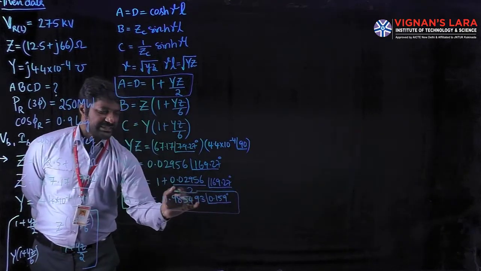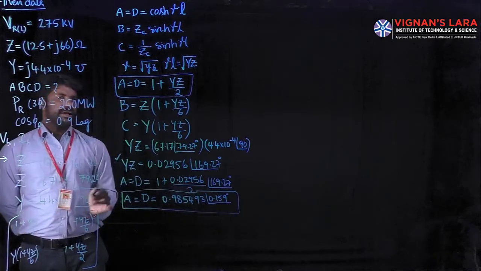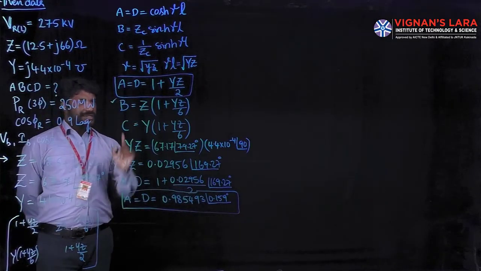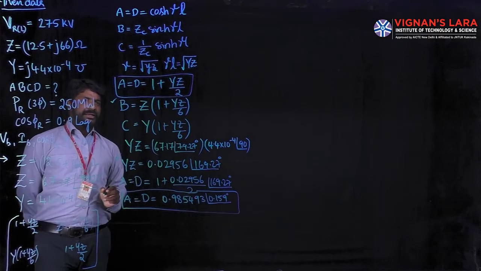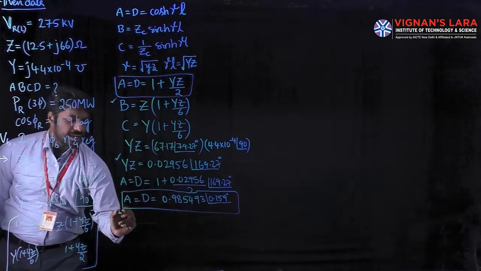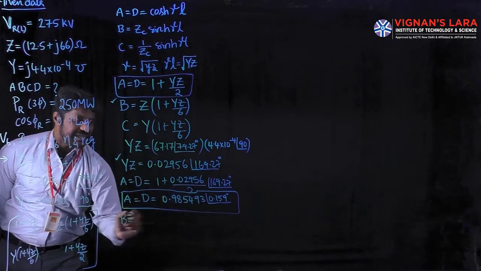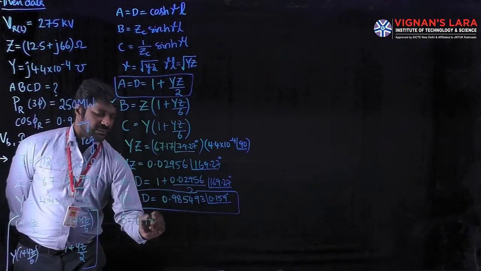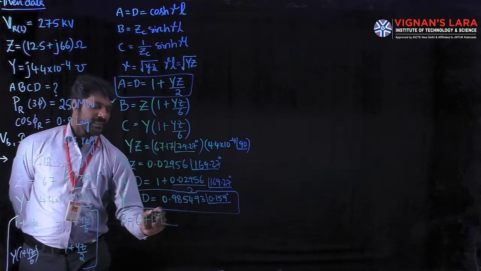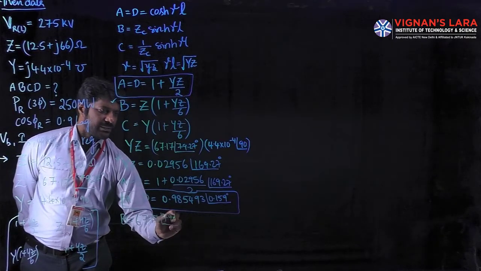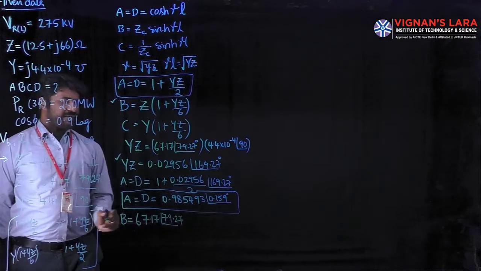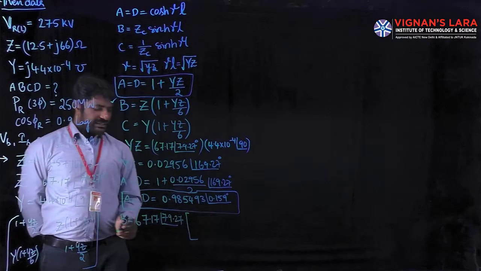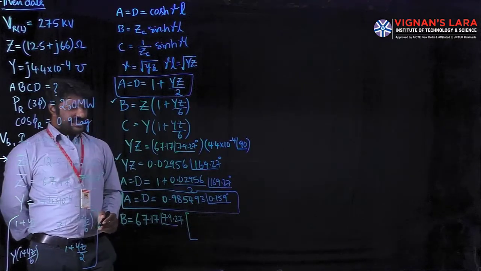The next thing is, after A equal to D, we have to calculate the B value. For that also we require YZ, which was calculated previously. Then the constant B is the Z multiplied by, what is the Z value? 67.17 at an angle 79.27. This is the Z value, to be multiplied with the fraction. What is the fraction? 1 plus YZ by 6.